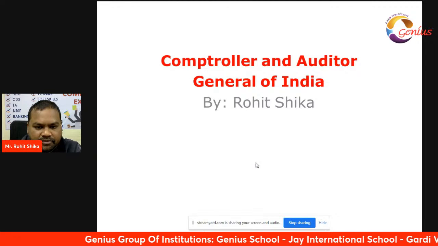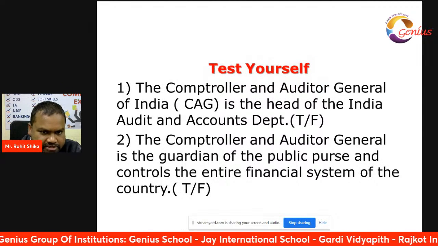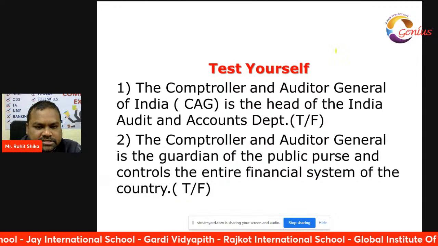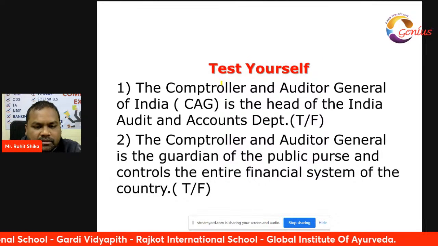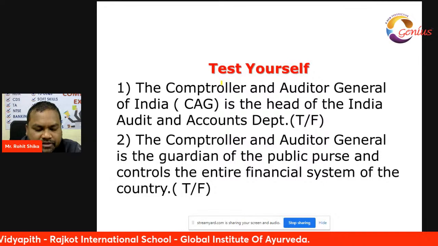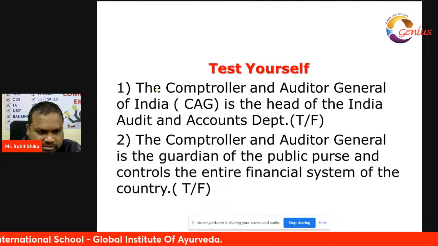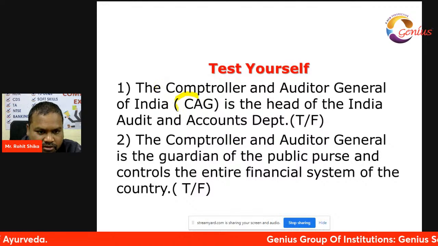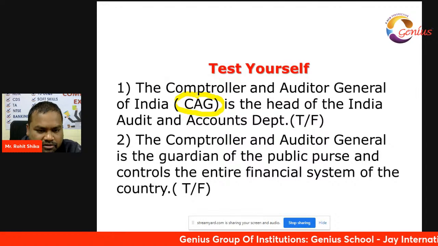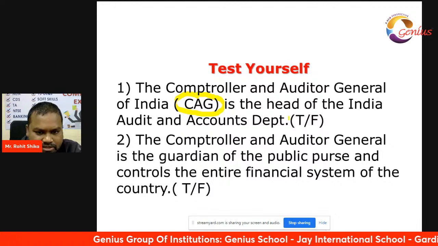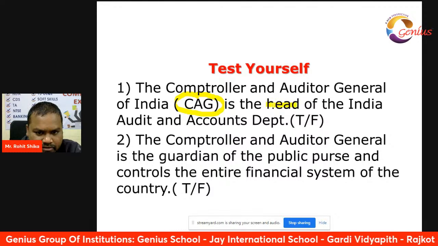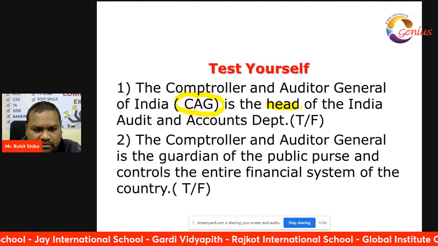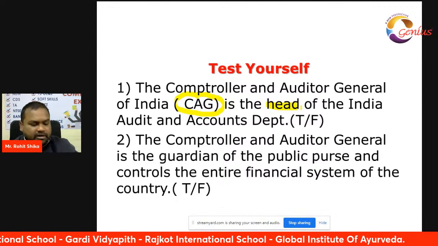Comptroller and Auditor General of India. First, test yourself. Anyway, you will get all the answers in the presentation itself. The Comptroller and Auditor General of India, popularly known as CAG, is the head of the Indian Audit and Accounts Department.